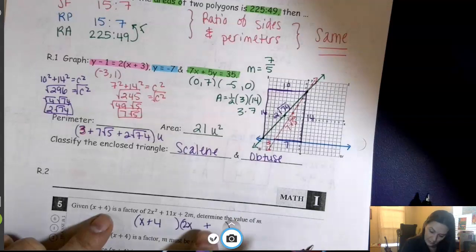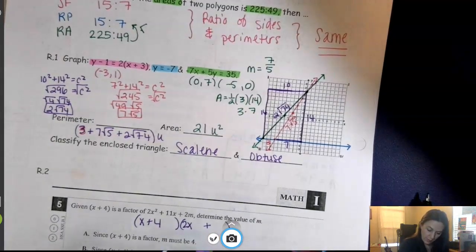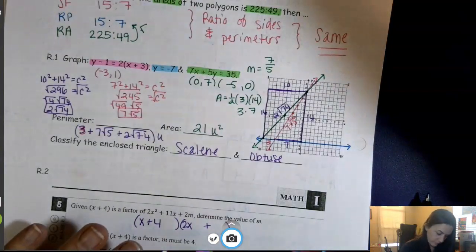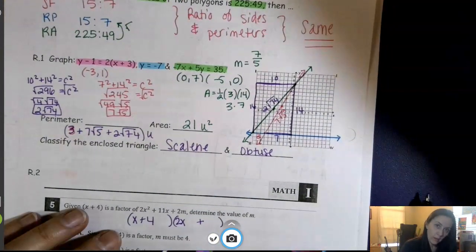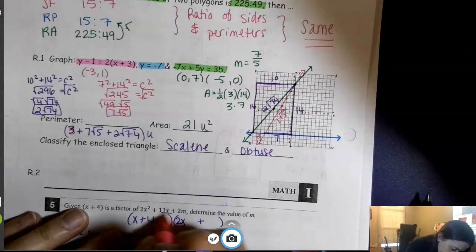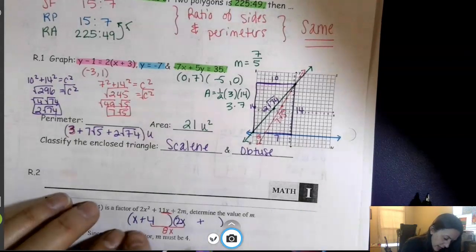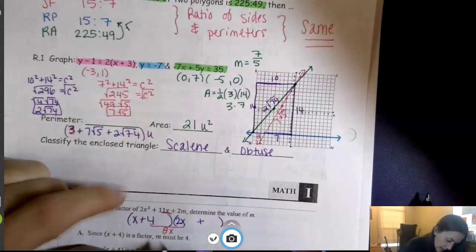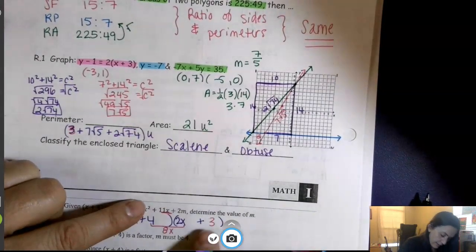How are you going to end with a 2m? So I know right here that if 4 times 2x will give me an 8x, and I need to get it to add up to here. So x times what is going to give me the 11x? X times 3. I think this has to be a 3.